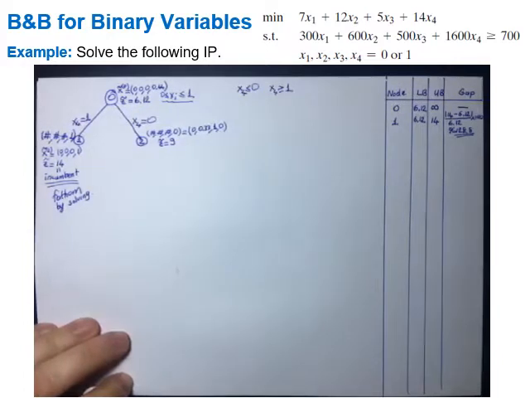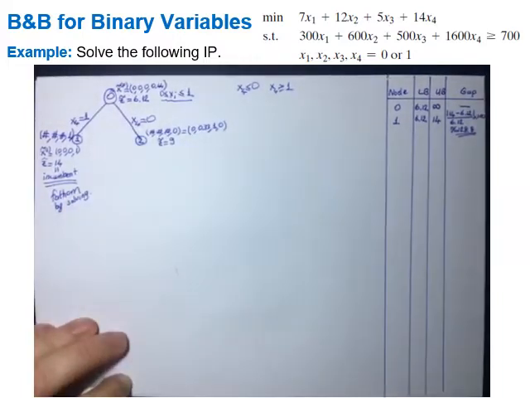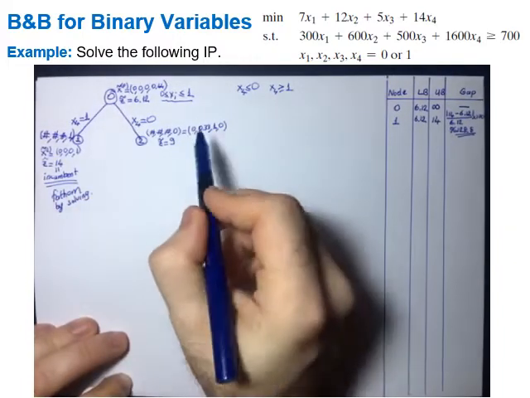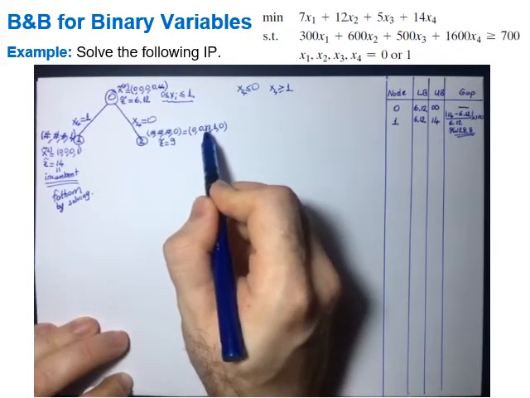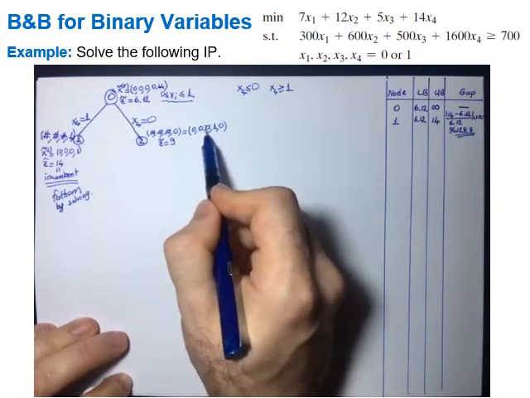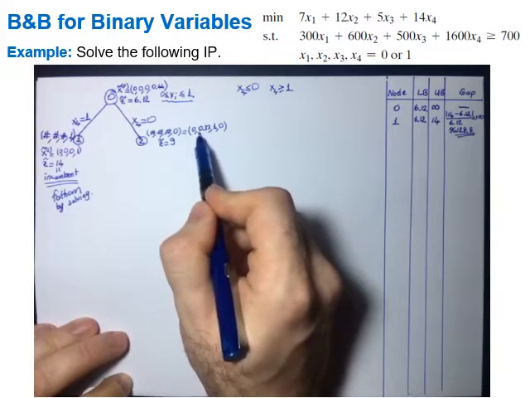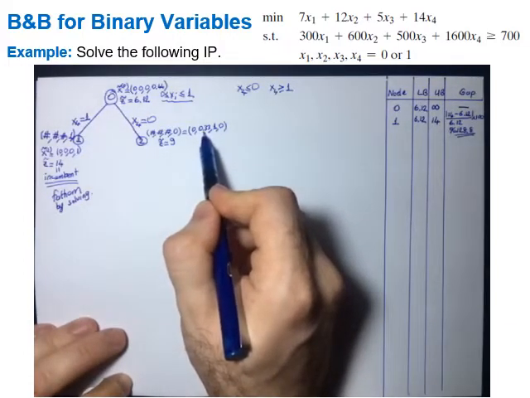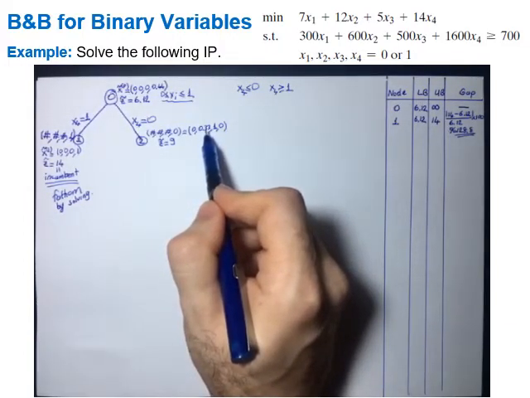Okay, now we need to make a decision. Can we fathom this node, or should we branch this node? And the answer is, you need to branch this node. Why? First reason: we have a feasible solution, so we cannot fathom because of infeasibility. Secondly, there is a non-integer value, which is 0.33. So this is not an integer feasible solution. I cannot fathom because of that reason.